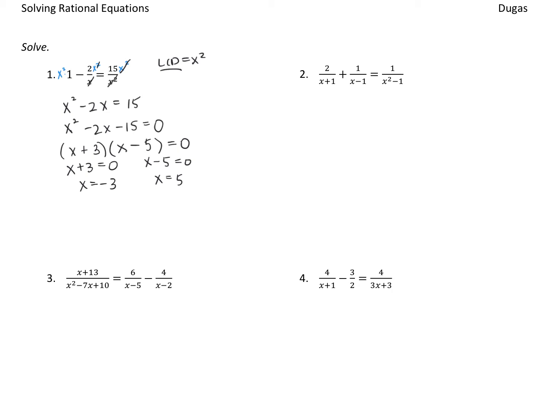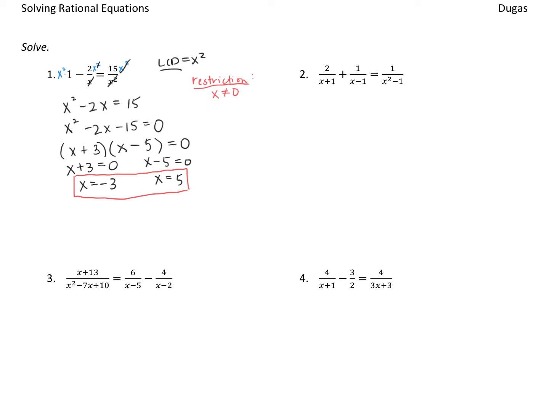Now it's very important that you remember that you have restricted values and that your answers cannot be the restricted values. So remember that your restrictions are what make the denominator 0. So in this case, you have an x and you have an x squared. Either way, if you plug in a 0, that's going to make your denominator 0. So your restrictions, and really I should just say restriction because there's only one in this case. Your restriction is that x cannot be 0. You got negative 3 and 5. So both of these answers are valid.